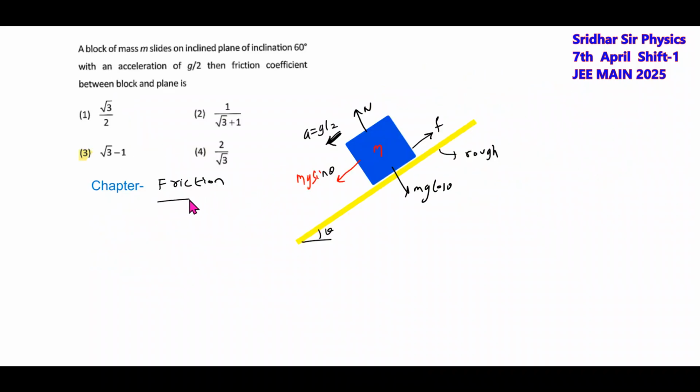Okay, this question belongs to the chapter friction. A block of mass m slides on an inclined plane of inclination 60 degrees with an acceleration g by 2. Then find the friction coefficient between the block and the plane. There is a block and the plane. It's asking to calculate this mu.